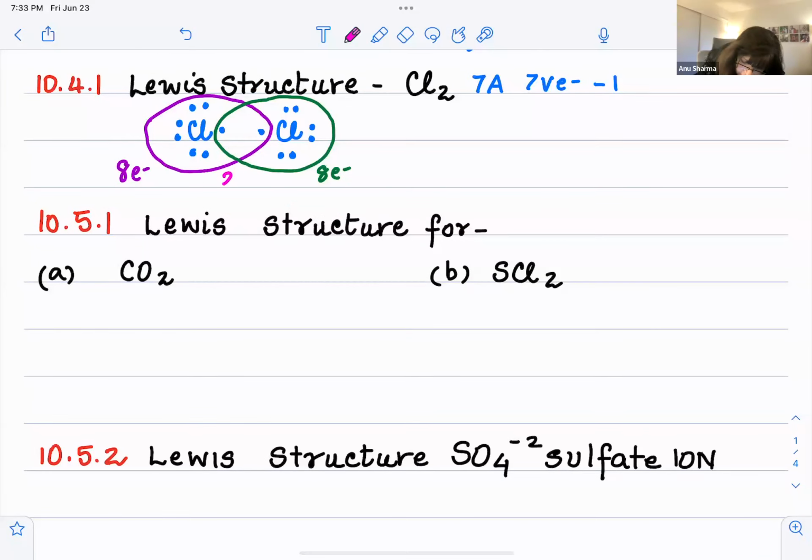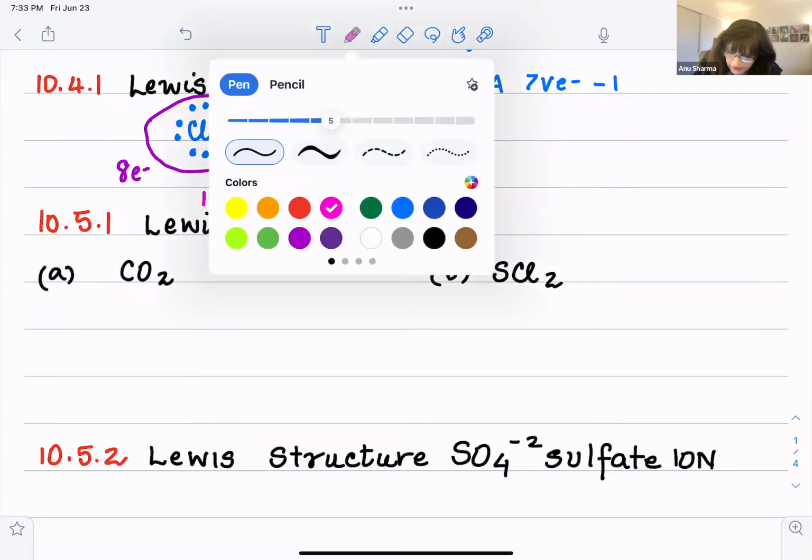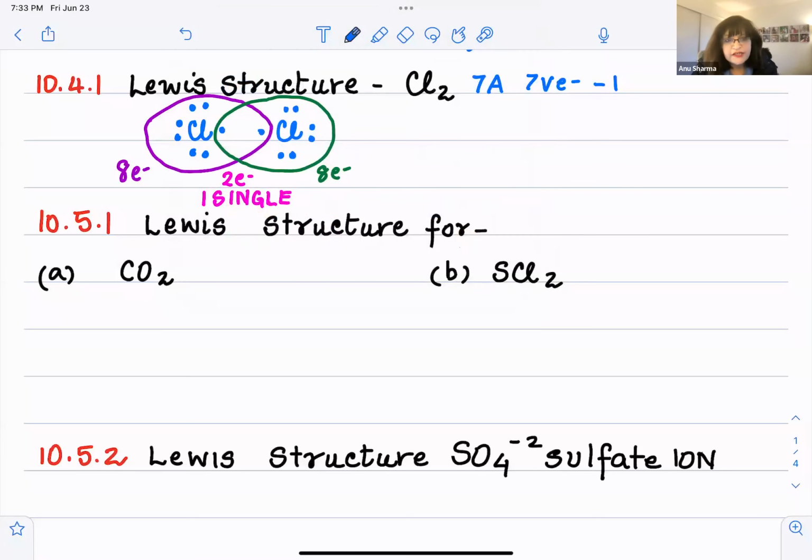So 2 electrons are shared. All right, so this sharing of 2 electrons leads to a single bond. And how do we show that? In this region of overlap, 2 electrons are there, which allows each of the chlorines to meet its octet. So that's how you're going to write it like this.